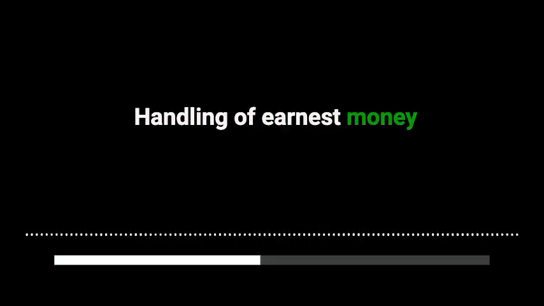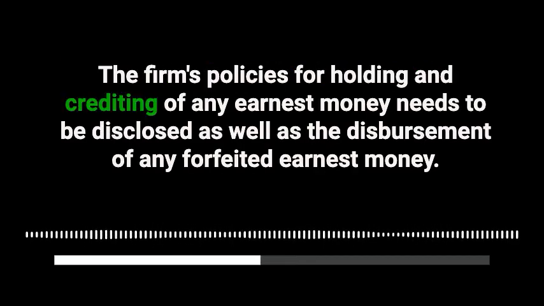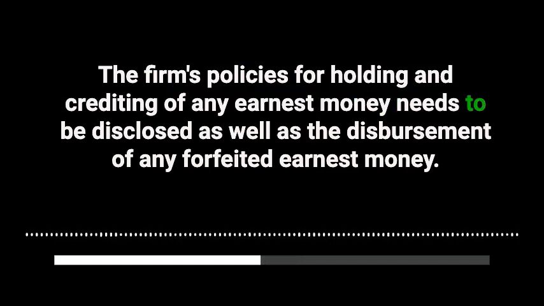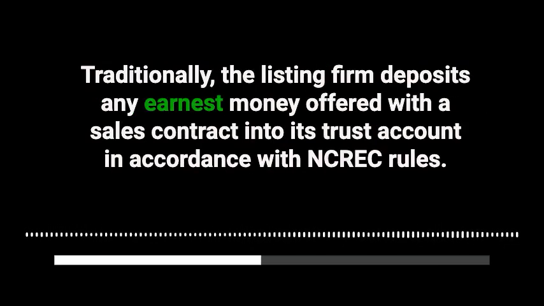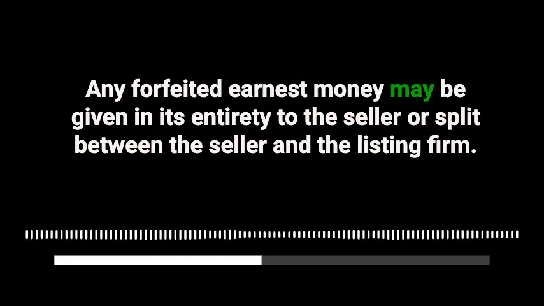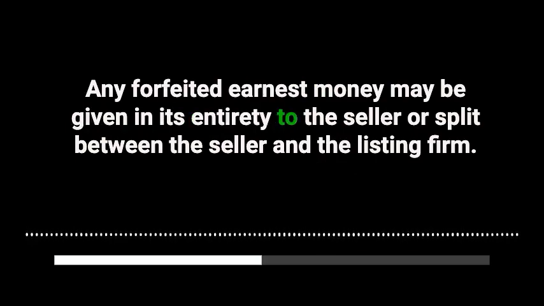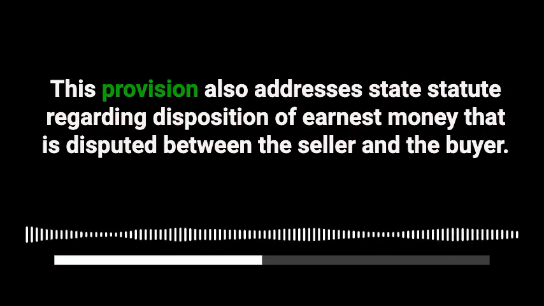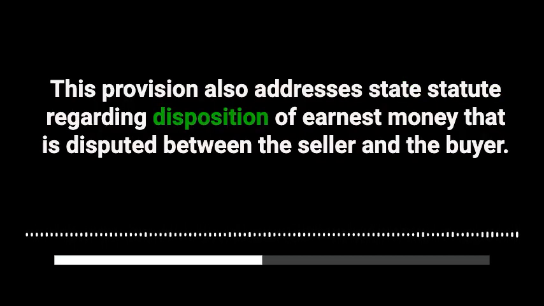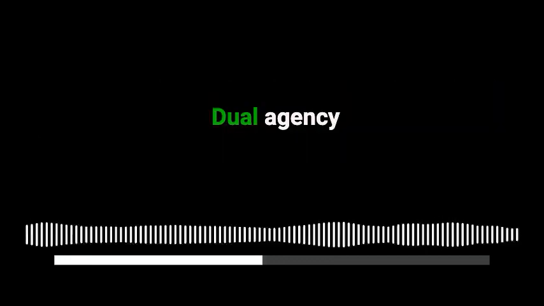handling of earnest money. The firm's policies for holding and crediting of any earnest money needs to be disclosed, as well as the disbursement of any forfeited earnest money. Traditionally, the listing firm deposits any earnest money offered with a sales contract into its trust account in accordance with NCREC rules. Any forfeited earnest money may be given in its entirety to the seller or split between the seller and the listing firm. This provision also addresses state statute regarding disposition of earnest money that is disputed between the seller and the buyer. Dual agency.